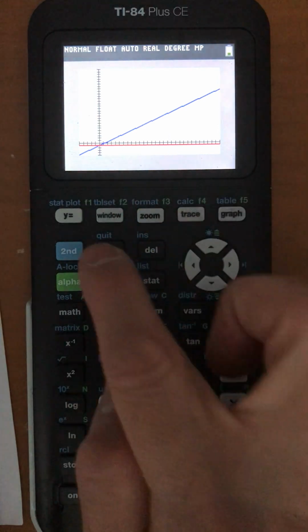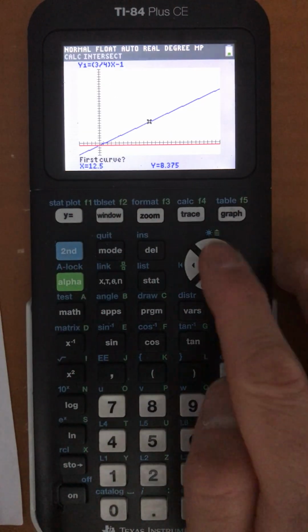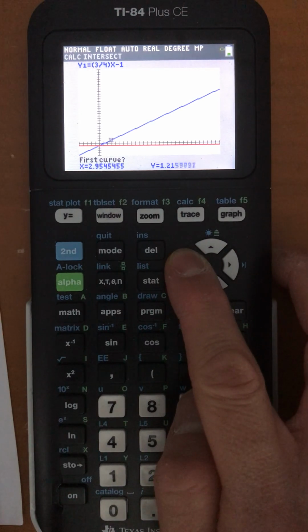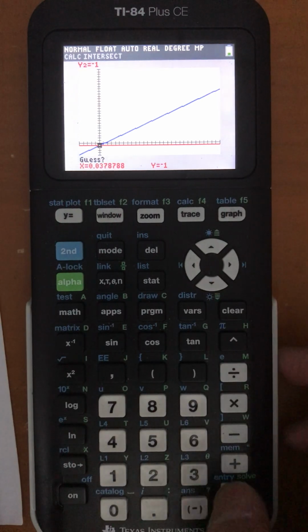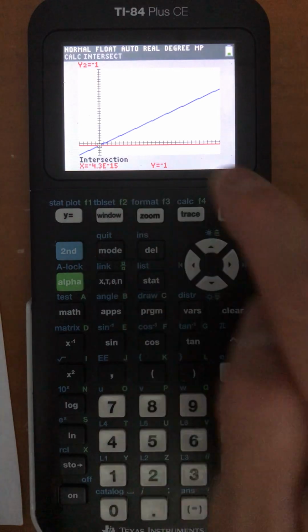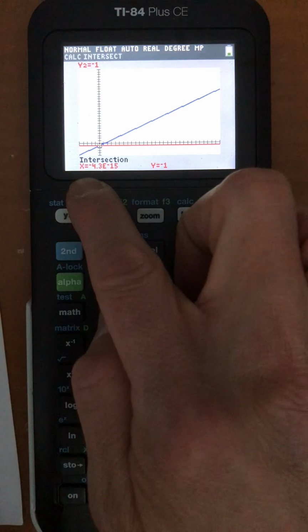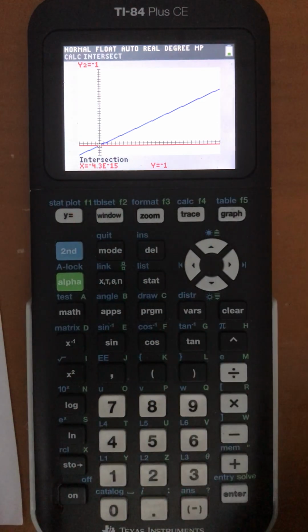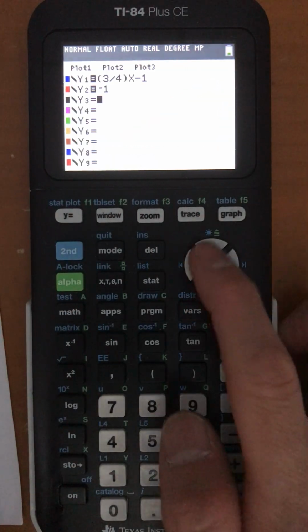of -1. So let's go second, trace, and go to the intersect. Okay, bring the cursor down to where the two lines meet. First curve, yes. Second curve, yes. Press enter again. Okay, there's the intersection point. That x, it looks weird, but that's actually 0. And then the y value is -1. Okay, so let's get rid of this one.